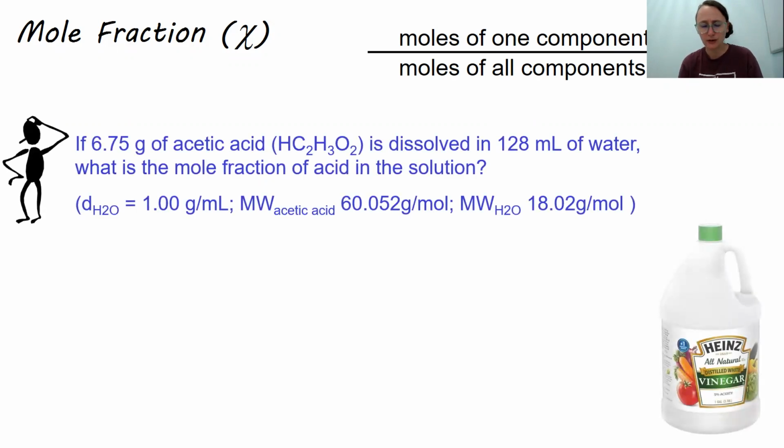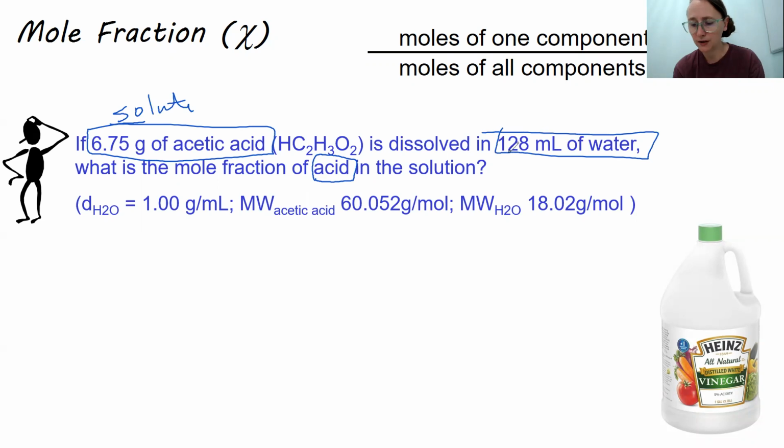So we're going to go back to our vinegar example where you have the 6.75 grams of vinegar dissolved in 128 mils of water. And I've given you some information here, the densities and molecular weights that we would need. All right, so this is the solute. And so we're wanting to figure out the mole fraction of the acid. So that's what we're interested in. We could actually determine the mole fraction of the solvent as well.